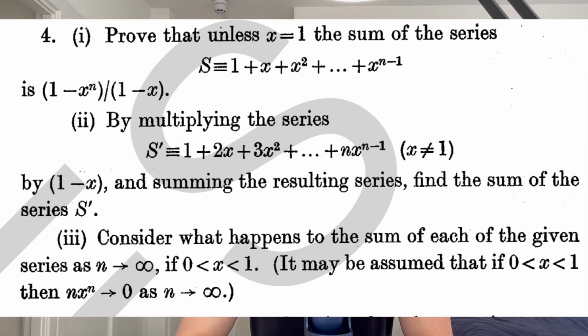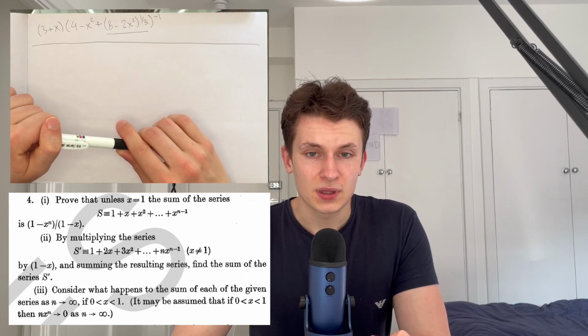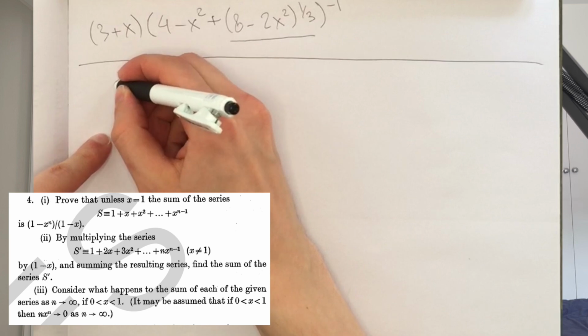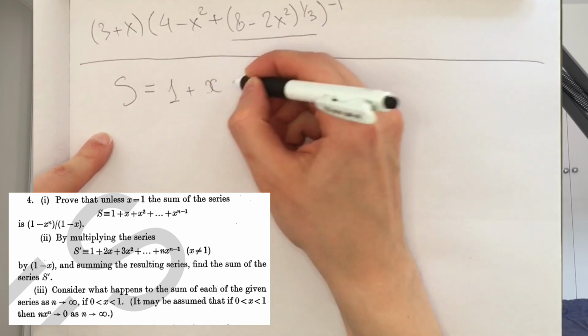Prove that unless x equals 1, the sum of the series is that. Okay, so I think this is also quite a standard result for C2, but it still has a very nice proof, so it never hurts to recall it. I think what happens is we have this sum. So first of all, it's finite. Okay, that's important.